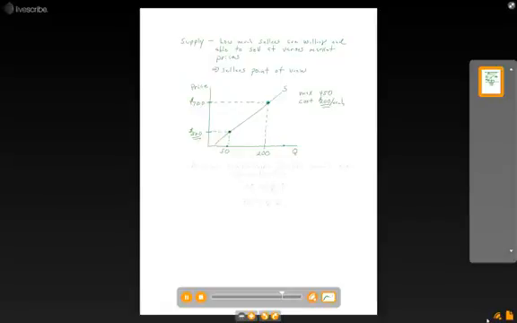So these two quantities, this relationship between price and quantity, is what we call a positive relationship. What that means is the variables, in this case price and quantity, move in the same direction. The variables of price and quantity move in the same direction.